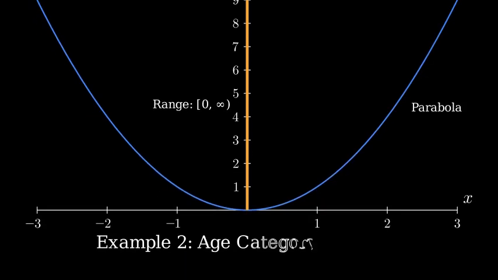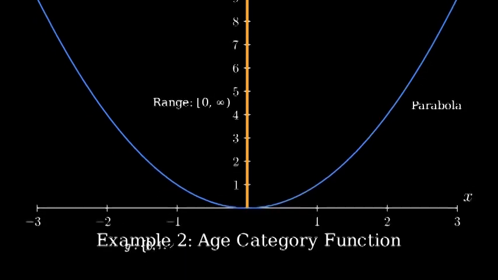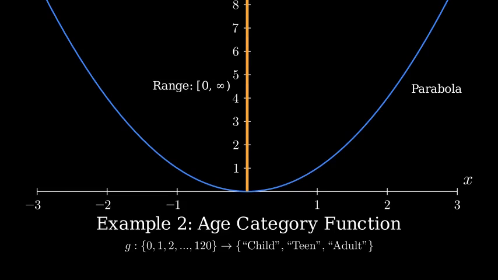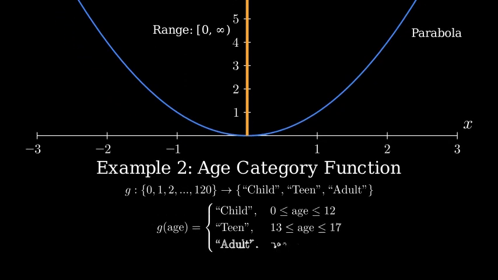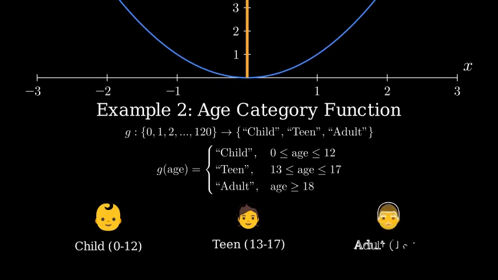Let's look at another example. Example 2 is an age category function. This function takes a person's age as input and assigns them to a category: child, teen, or adult. According to our rule, anyone from 0 to 12 years old is classified as a child, anyone from 13 to 17 years old is a teen, and anyone 18 or older is an adult.